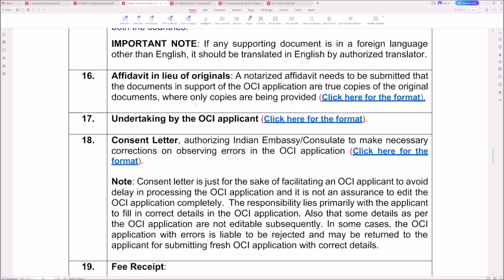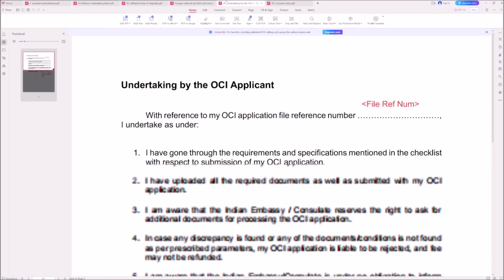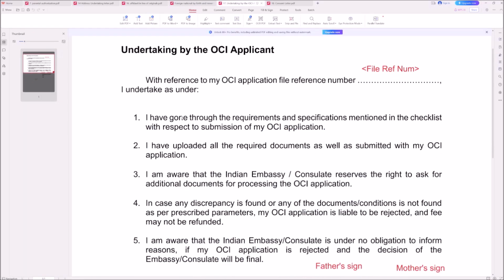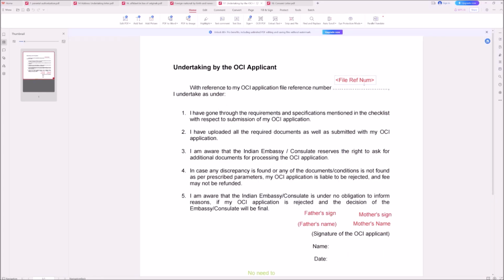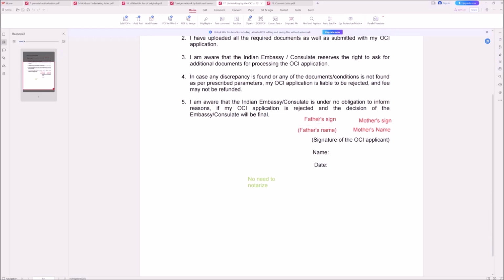After that, there is the undertaking by the OCI applicant. For the latest format, you need to click over here, and then it goes to the undertaking by the OCI applicant. Now this form need not be signed by a minor child if the child is less than 5 years of age. So you just need to write the file reference number over here, and then you can write the father's signature and father's name, and then mother's signature and mother's name at the bottom within the brackets, and then no need to notarize this undertaking document.